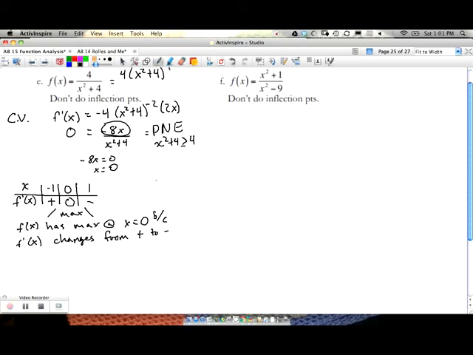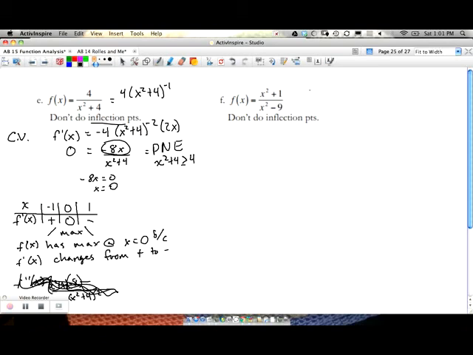Now let's consider points of inflection. This is going to be a little more complicated. F double prime of x here is going to be a quotient rule: low d high minus high d low all over low low. So we're going to have x squared plus 4 squared on the bottom. And the low is x squared plus 4 times the derivative of the high, which is negative 8. Oh, we're not doing inflection points. Oops. Don't need to do that. Already done.